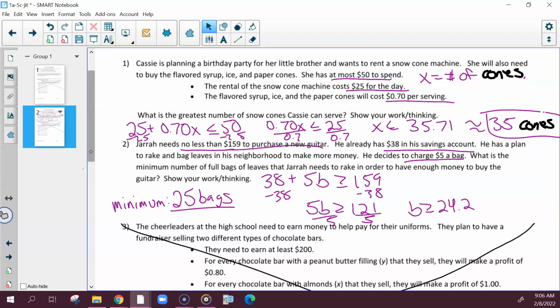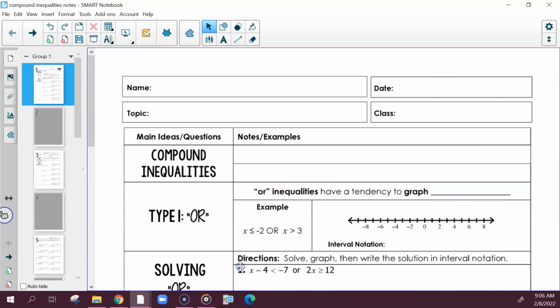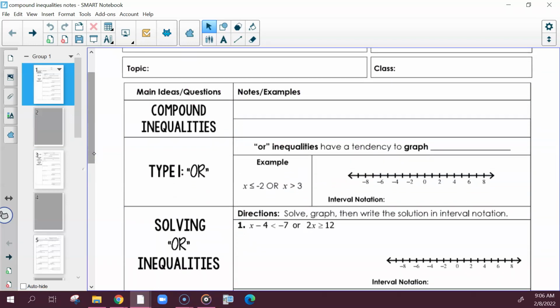Okay. You all should have notes that look like this. So last class we talked about just solving multi-step inequalities and word problems. Today we're going to take that a step further.